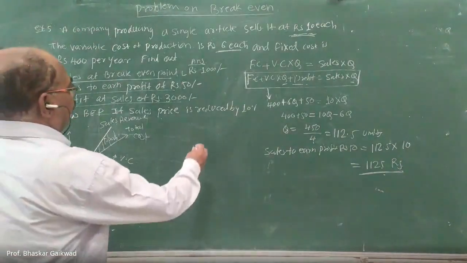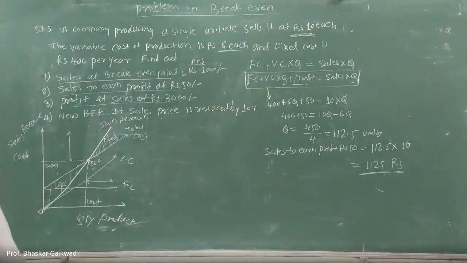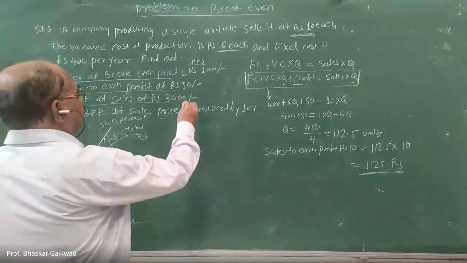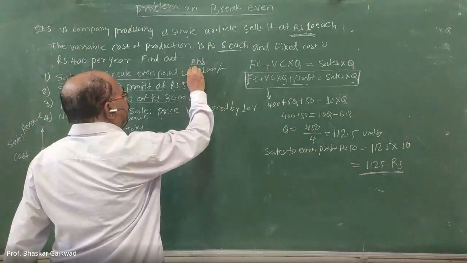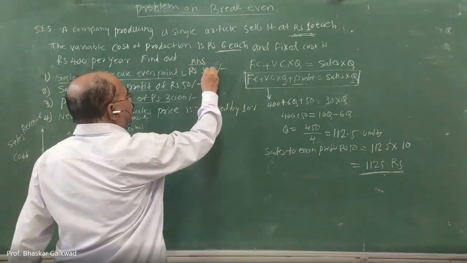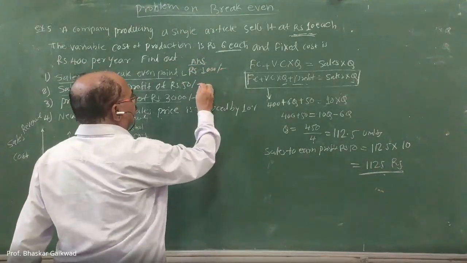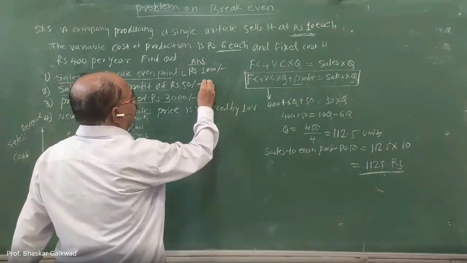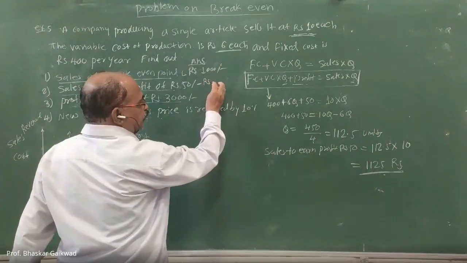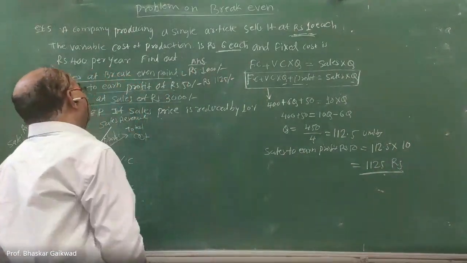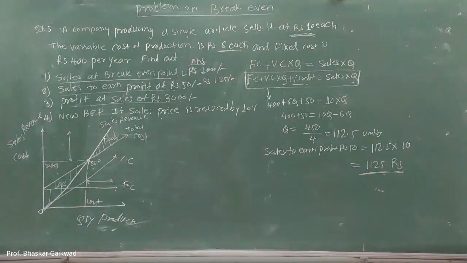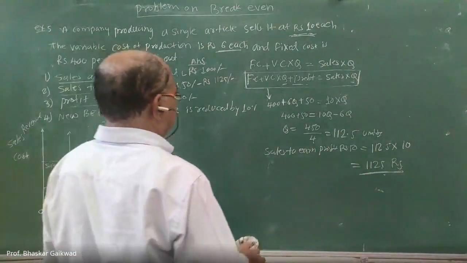Now we will go to the next point number 3. Here I will write the answer with a different color chalk. So this is the answer for our first question, 1000, and here is the answer, rupees 1125. This is the answer of the second question. Okay, now we will go for answer number 3.